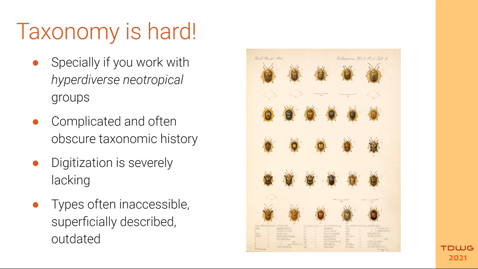And as I'm sure all of you know, taxonomy is really hard, especially if you work with hyperdiverse neotropical groups. The taxonomic history of these groups is often complicated, hard, or even impossible to track. There aren't enough digital resources to help, and type specimens are often inaccessible.